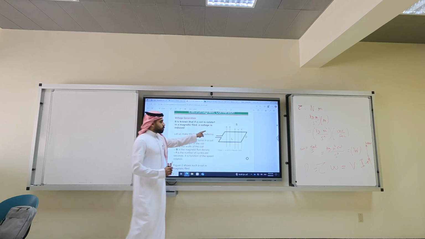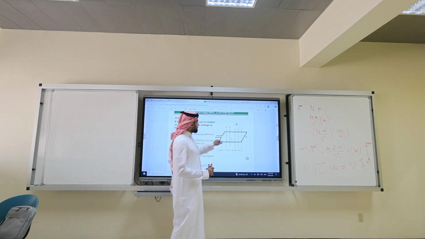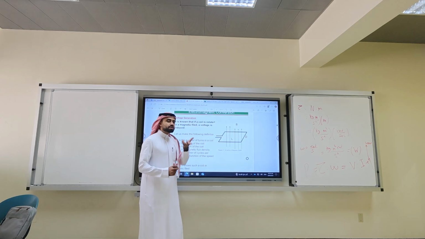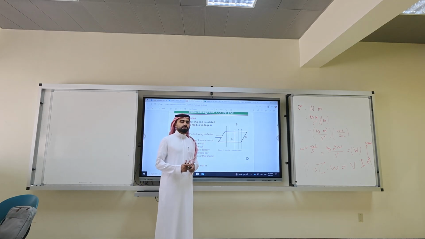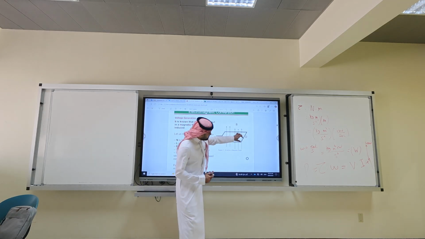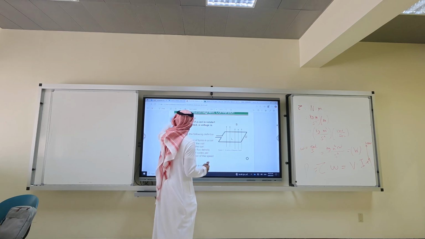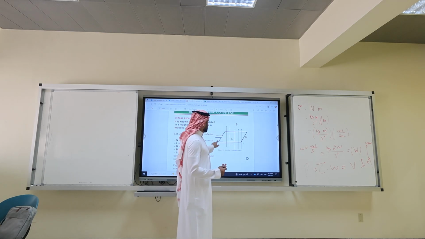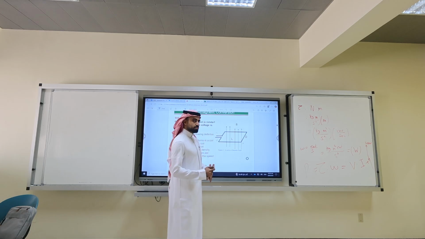Let's bring our coil again. It is known that if a coil is rotated in a magnetic field, a voltage is induced. Where is this voltage induced? Is it induced here, in the small gap? Plus here, minus here? No, the small gap. Plus here, minus here, at the terminals.